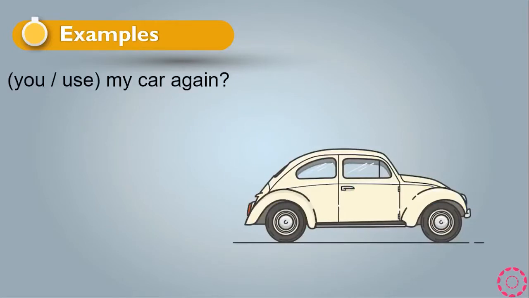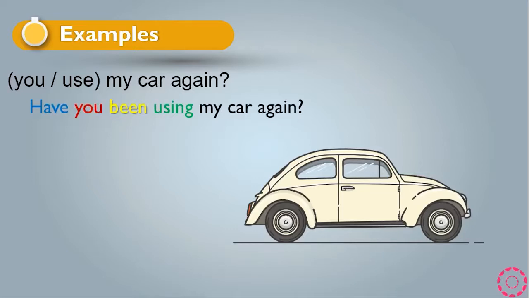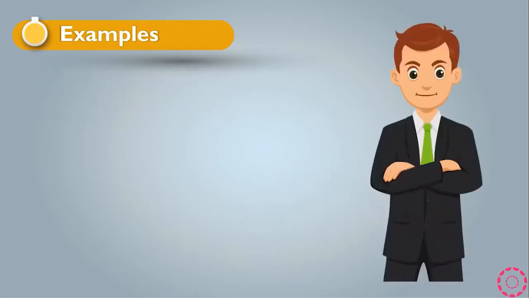Another example that we have: you use my car again. This sentence is asked to be a question, just a question without WH questions. So it became, have you been using my car again? So we have use, which is the verb, and it became using. We just add ing, and we have to remove the e from use, because when we have e at the end of the word, we should remove it. So the sentence became, have you been using my car again?